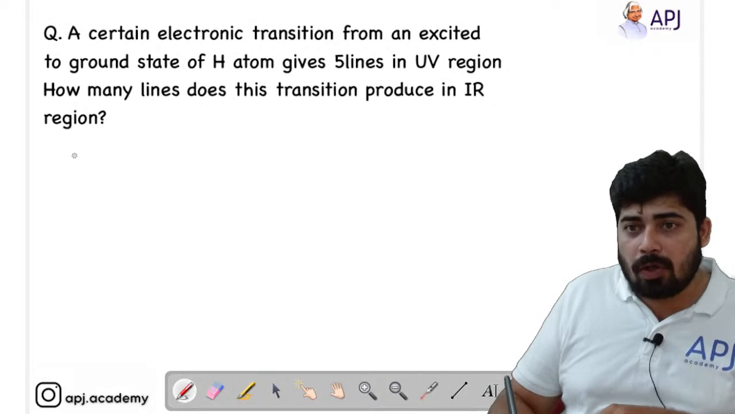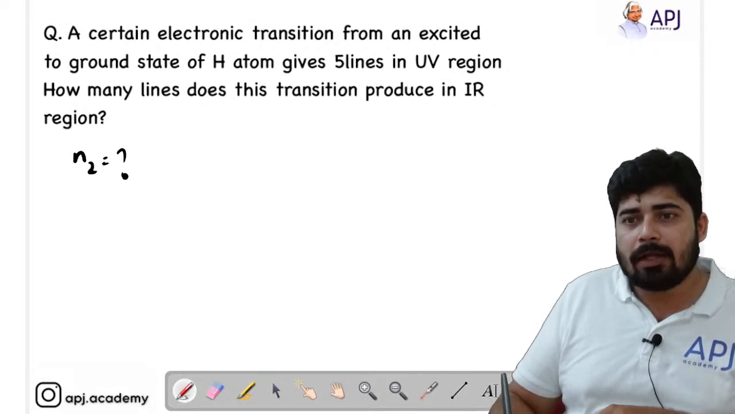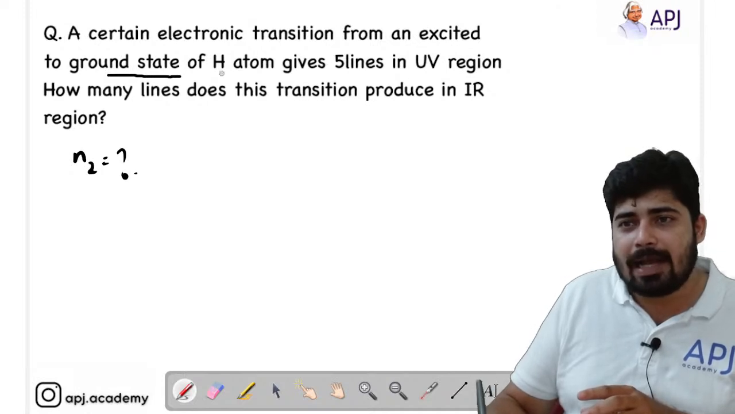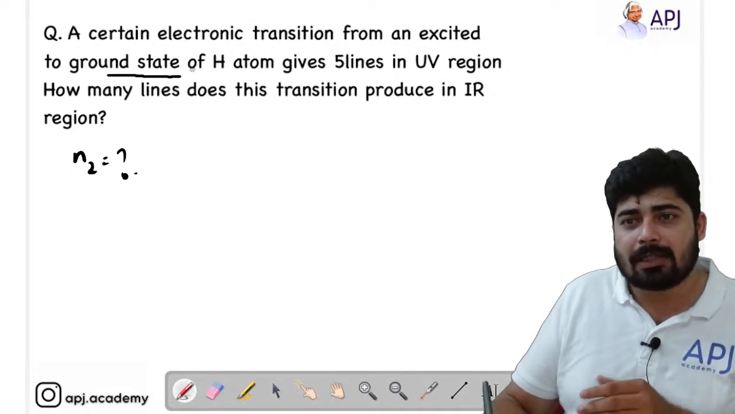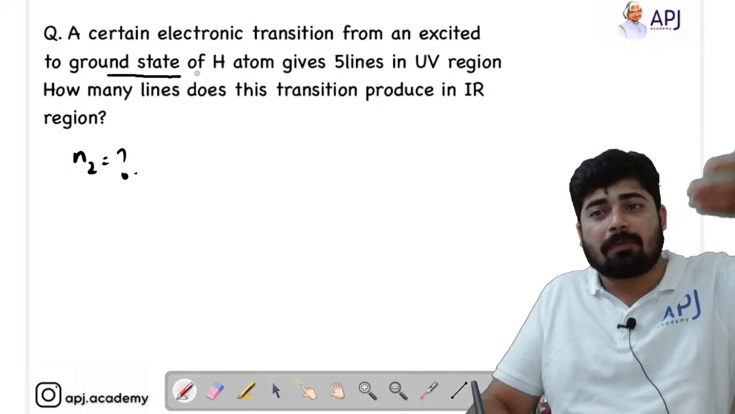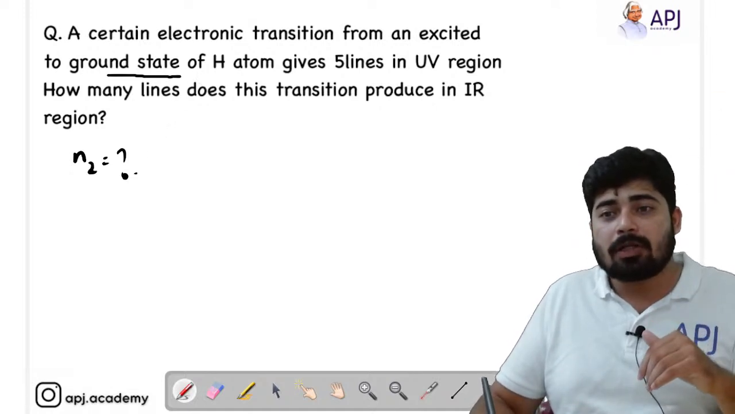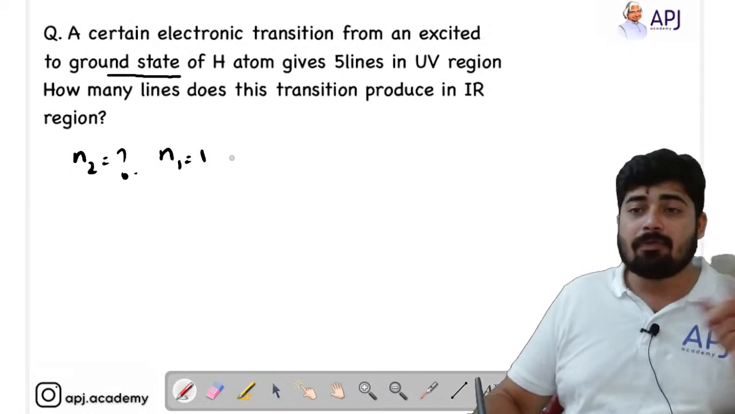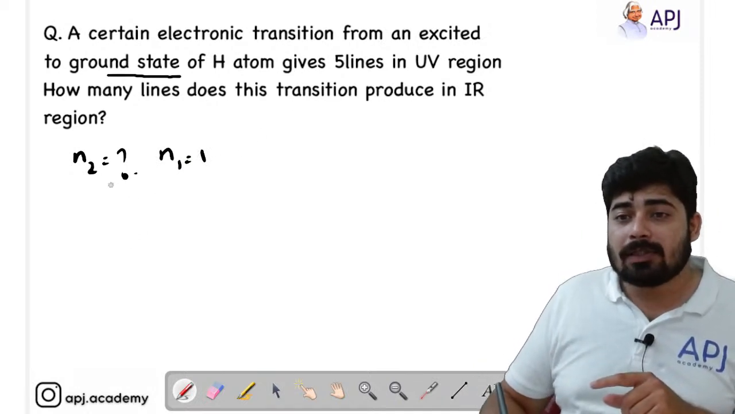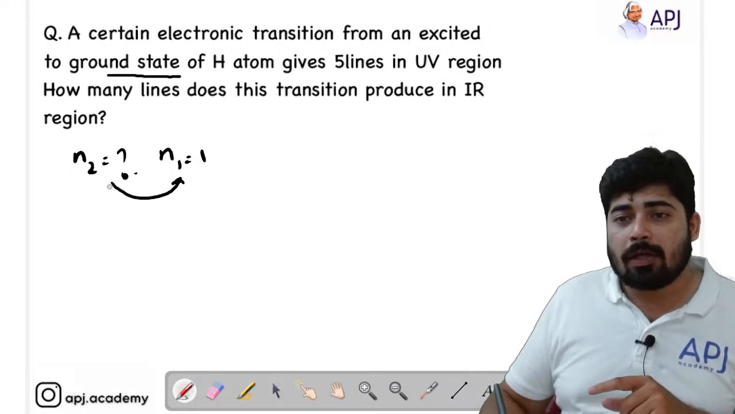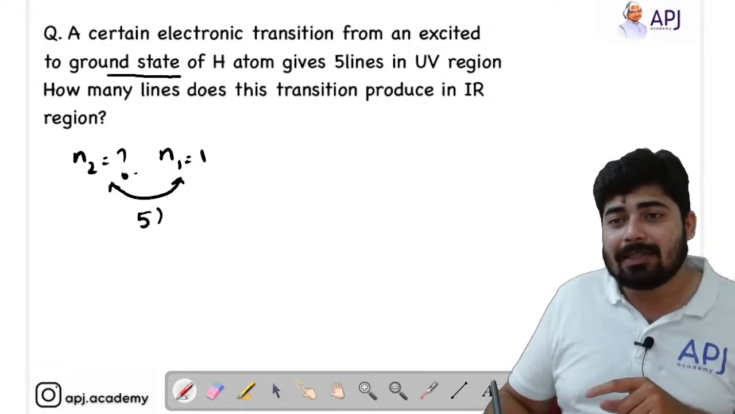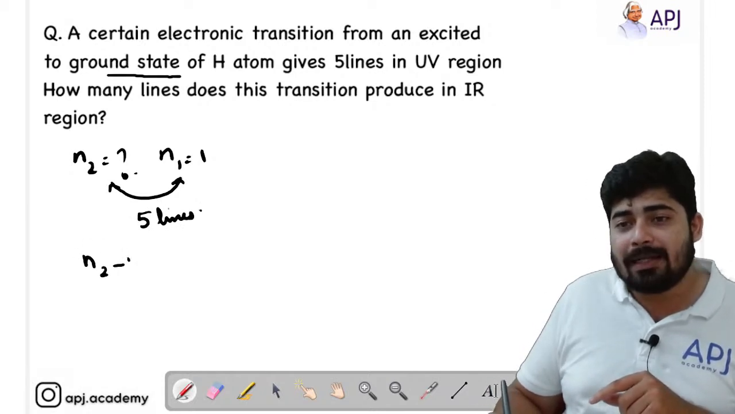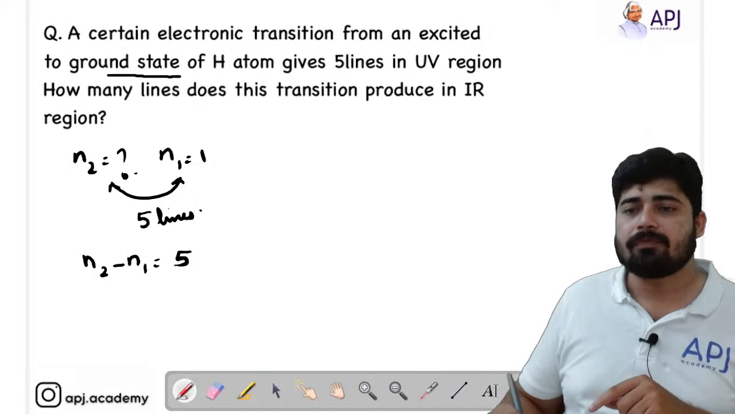We do not know what N2 is. So N2 is not given. But we are given the information that it is excited from a ground state. That means the transition is from an excited state to the ground state. So ground state means N1 equal to 1. So here it is N1 equal to 1. And for this transition, we got what? 5 lines in Lyman series. 5 lines. That means we can write it as N2 minus N1 is equal to 5.